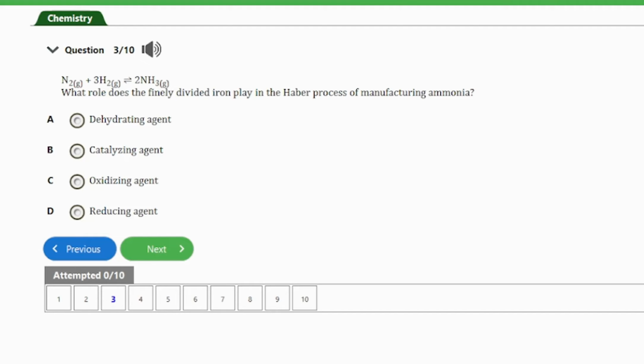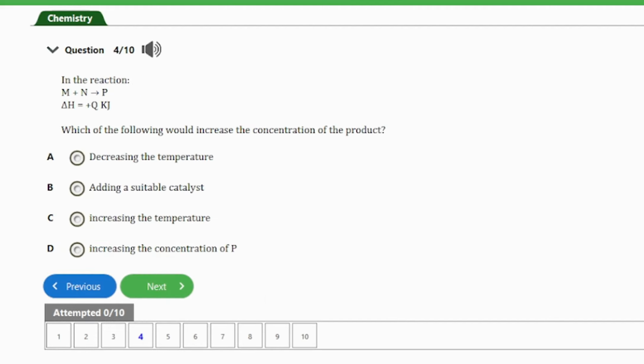In the Haber process of manufacturing ammonia, the finely divided iron acts as a catalyst. So it helps to increase the rate of the chemical reaction without itself undergoing the reaction. So that's the answer to this question. Let's consider the next question, guys.